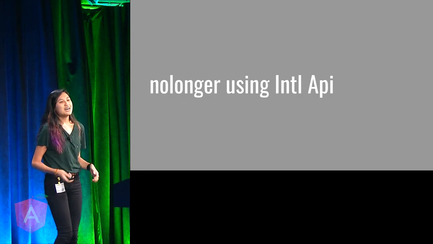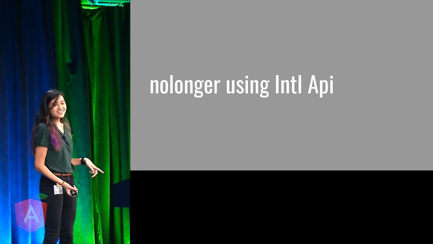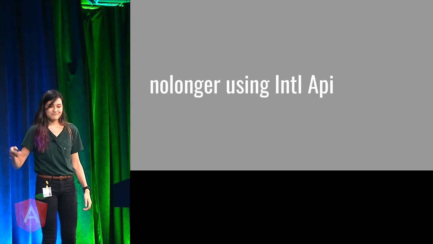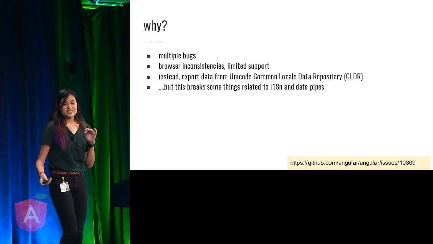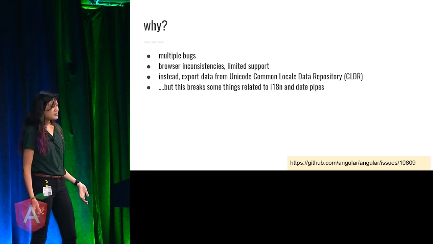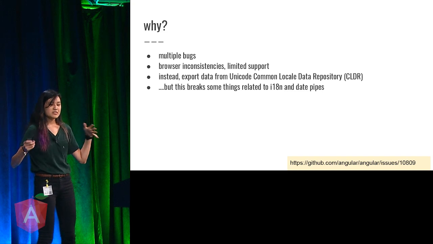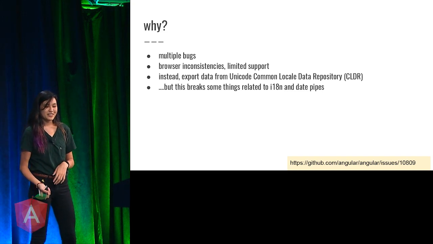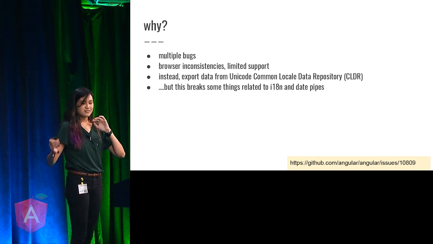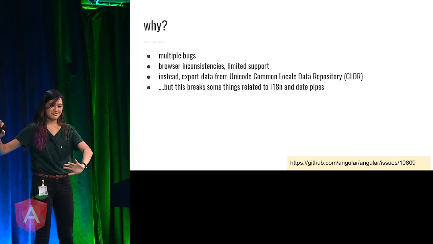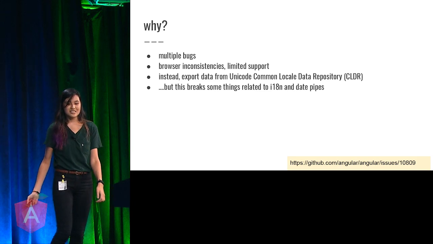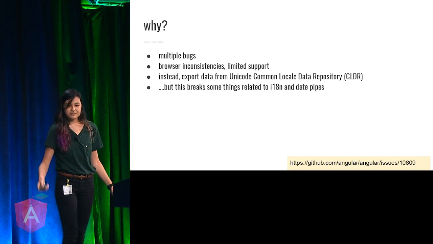Another new thing, also related to i18n: no longer using the Intl API, which is the internationalization API. Why is that? There are multiple bugs. There are also browser inconsistencies and limited support, because every browser has limited support for the Intl API. So instead, we are now exporting data from Unicode CLDR. I'm not going to read that whole thing. But yes, this breaks things that are related to i18n and some date pipes and other pipes.